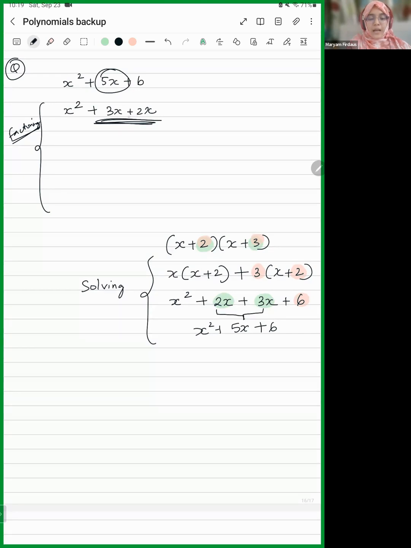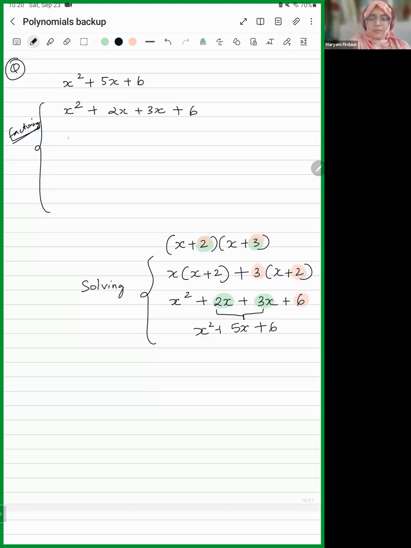Tell me one thing. 5 can also be written as 4 plus 1, right? Yes or no? Yes, it can be written as 4 plus 1. Then why can't we just do it like that? Why are we taking 2 and 3 only? Because if we take 4 plus 1, we will not be able to take anything as common. That is why we take 2x plus 3x.